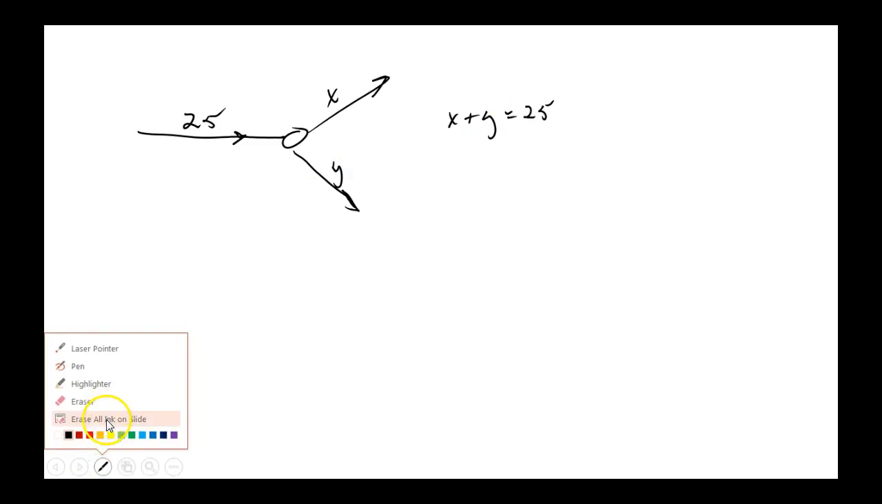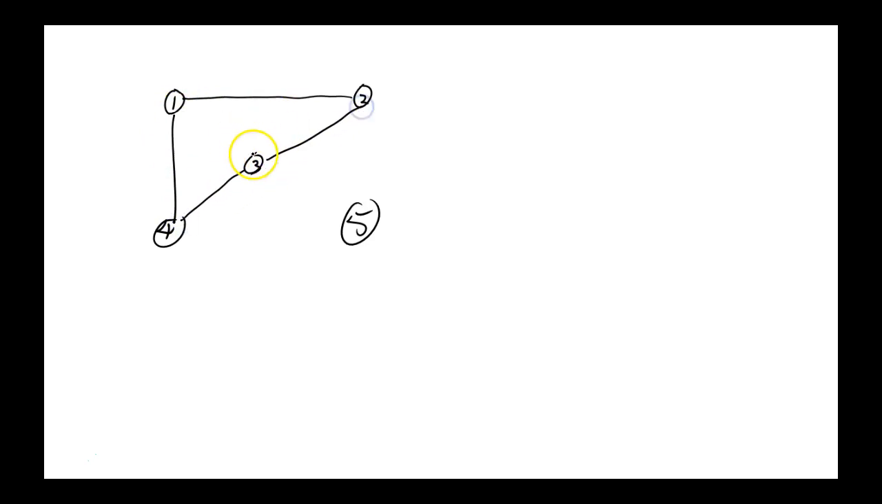That's background. Let's actually do a network here. We have 5 junctions: 1, 2, 3, 4, and 5. And we have links from every one to every other one that you can get to. 1 and 5 don't have a direct link, but the others do.